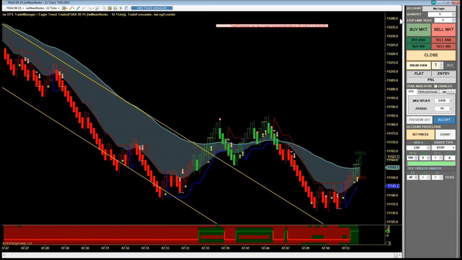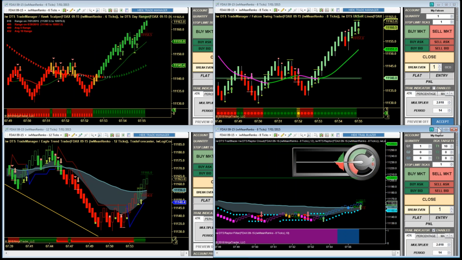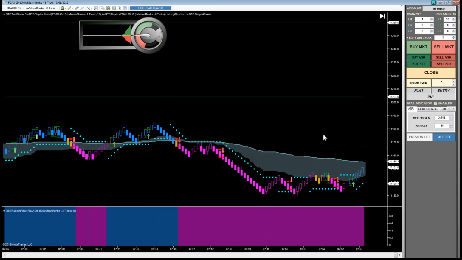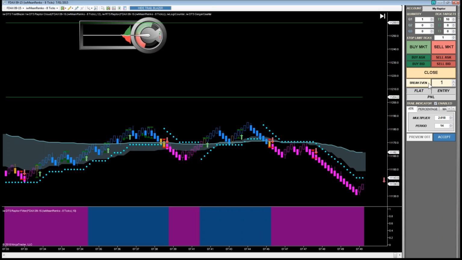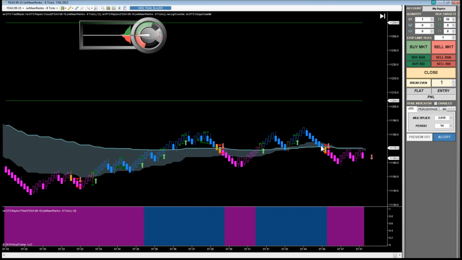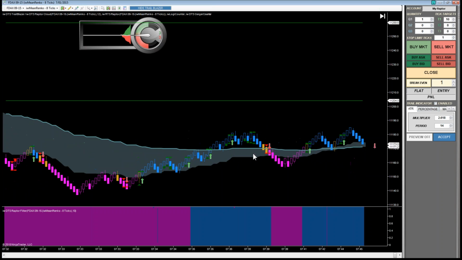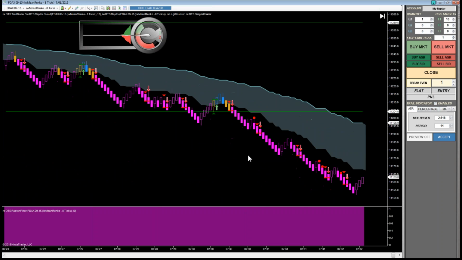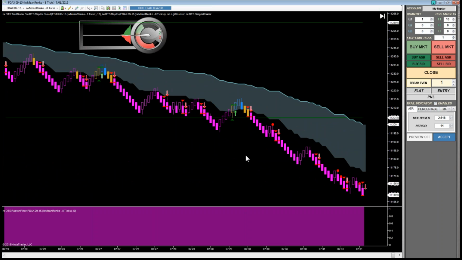And last but not least, let's take a look at the Raptor for the DAX. And well, it was waffling quite a bit through here. The Raptor isn't going to produce as many signals as the other tools. The Raptor is a hybrid of the other three birds blended into one.